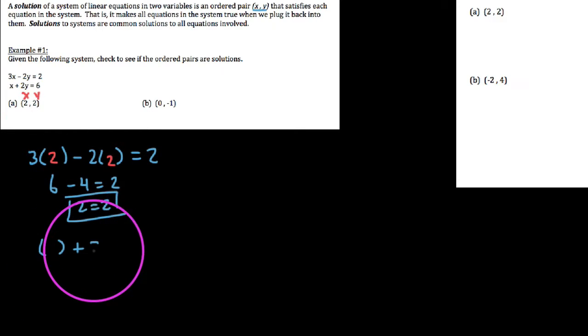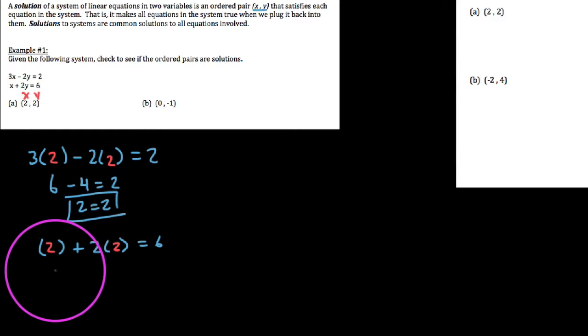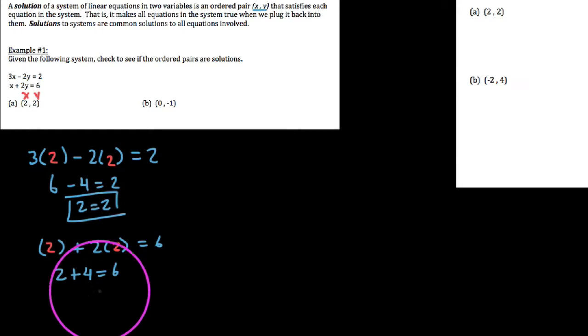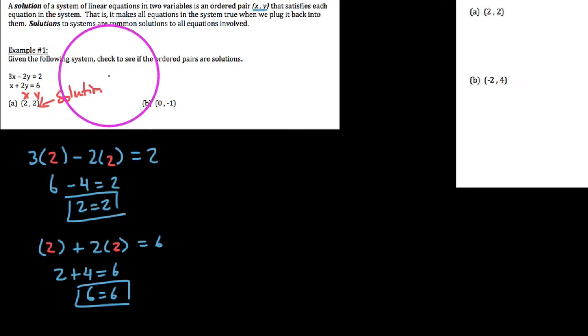So we'd say x plus 2 times y is equal to 6, where we're plugging in 2 for x and 2 for y, so we get 2 plus 4 is 6, and we can easily see here that it's also a solution to this. So this is very important. We would say that this is a solution to the entire system because it made all equations in the system true.